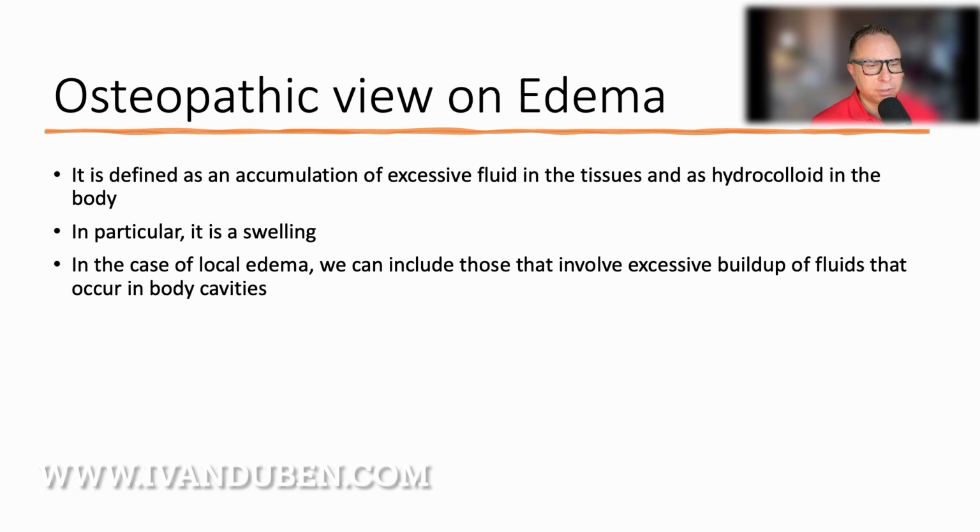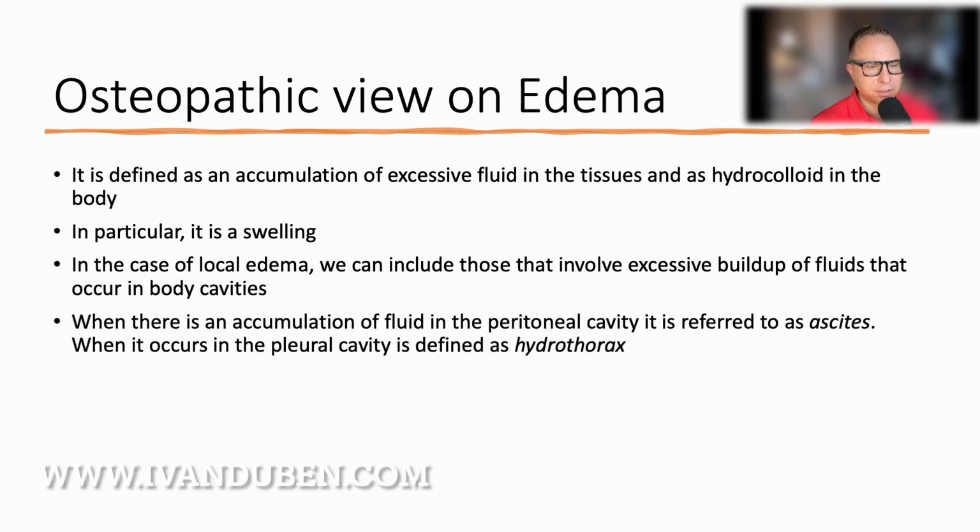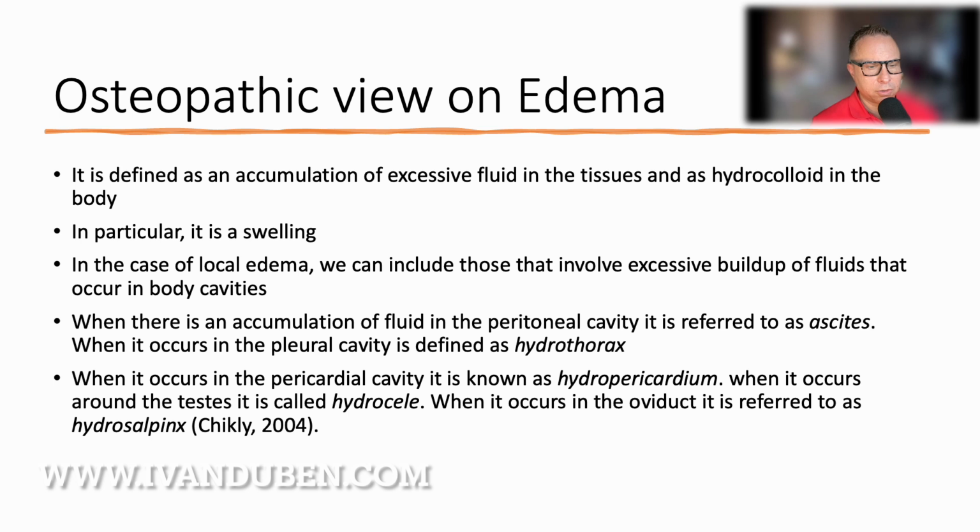In the case of local edema, we can include those that involve excessive buildup of fluids that occur in various body cavities. When there's an accumulation of fluids in the peritoneal cavity, it is referred to as ascites. When it occurs in the pleural cavity, it is defined as hydrothorax. When it occurs in the pericardial cavity, it is known as hydropericardium. When it occurs around the testes, it is called hydrocele. When it occurs in the oviduct, it is referred to as hydrosalpinx.